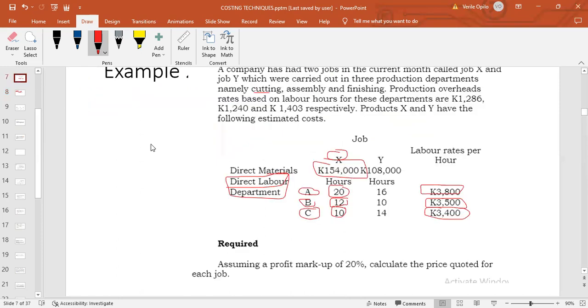Then we were given here some additional information. We are told about the production overheads. You say that production overheads are those other costs that the business incurred. And you're told that the production overhead rates based on labor hours for these departments are 1,286, 1,240, and 1,403 respectively. So therefore, we are also going to add the production overheads.